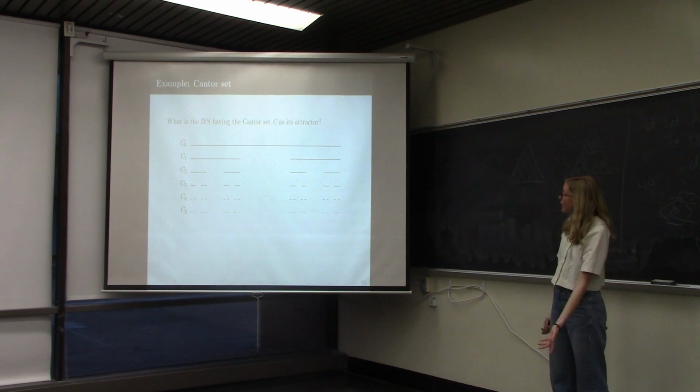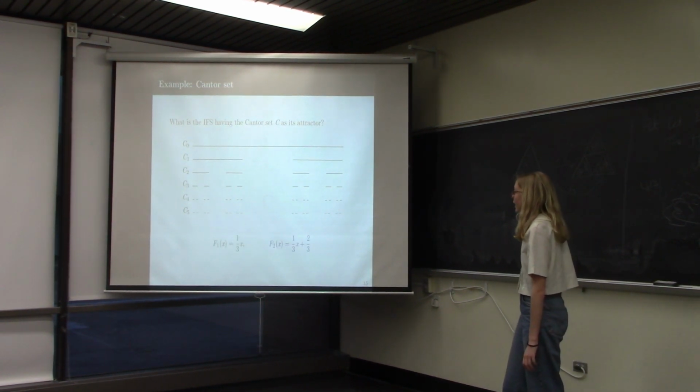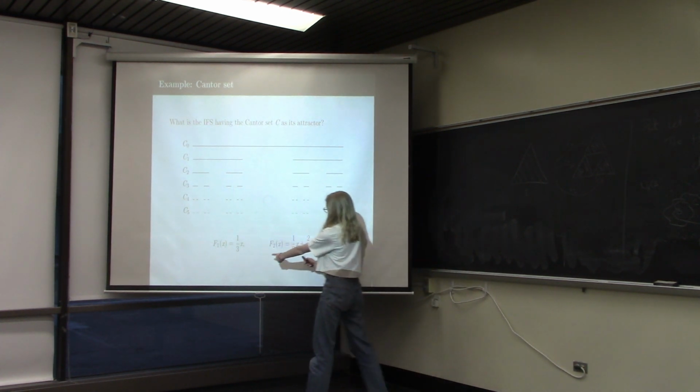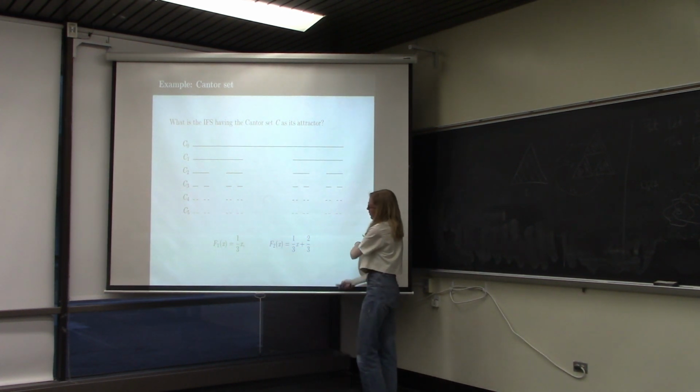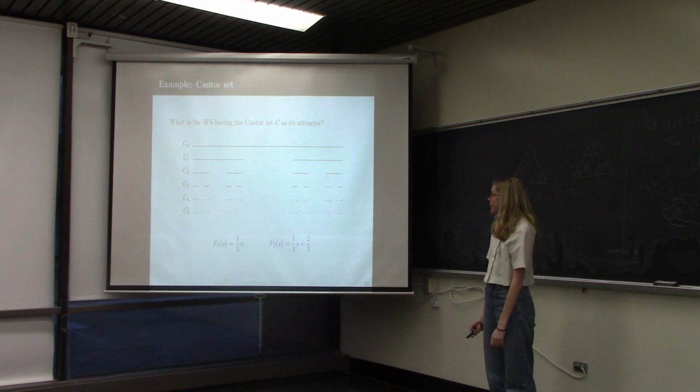And also the third example that we've seen is the Cantor set. And here we just have 1/3 x, and then the other one is 1/3 x plus 2/3. Good, so far so good.